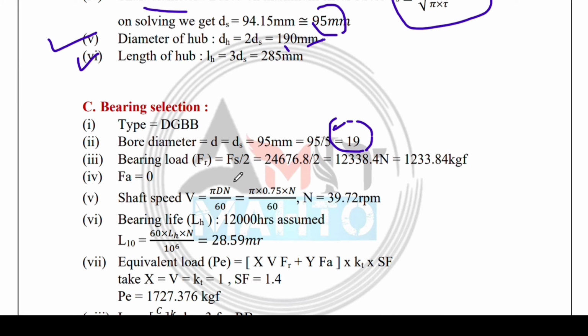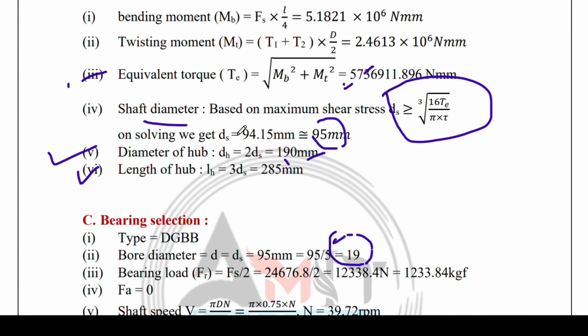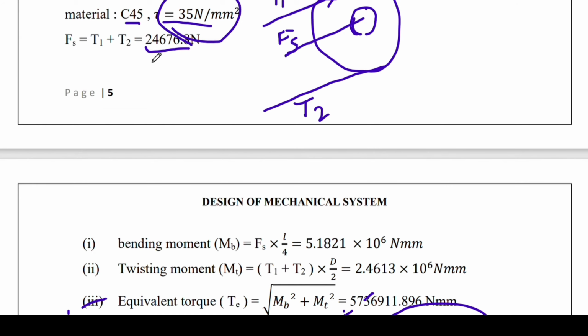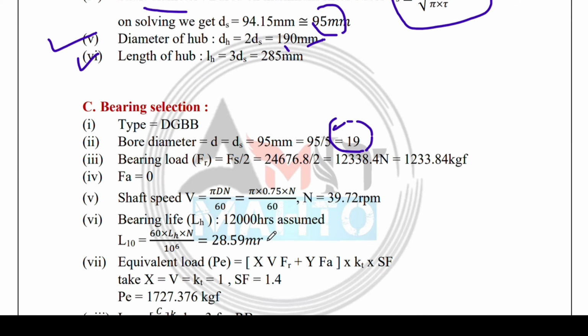Next we will find the bearing load Fr. The formula for bearing load Fr is Fs by 2. You got the value of Fs here, 24,676.8 Newton. Put the value of Fs here and get the answer, which will be 12,338.4 Newton. Convert into kgf. Fa will be 0.